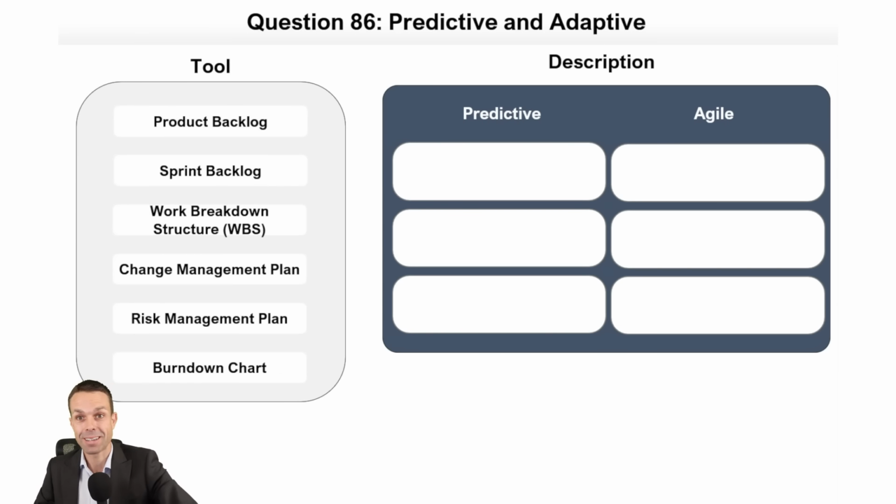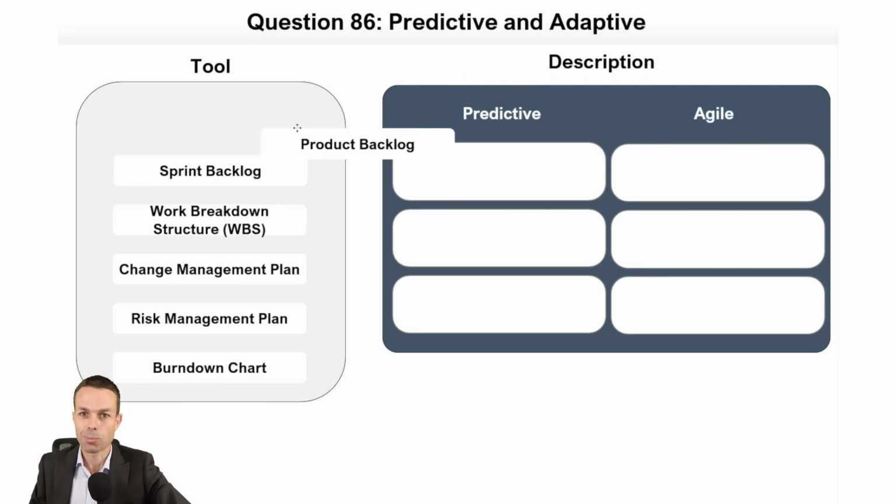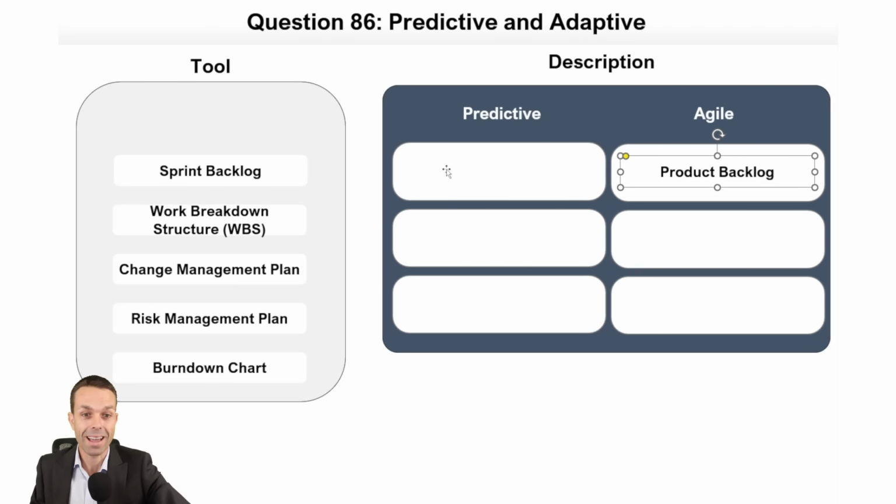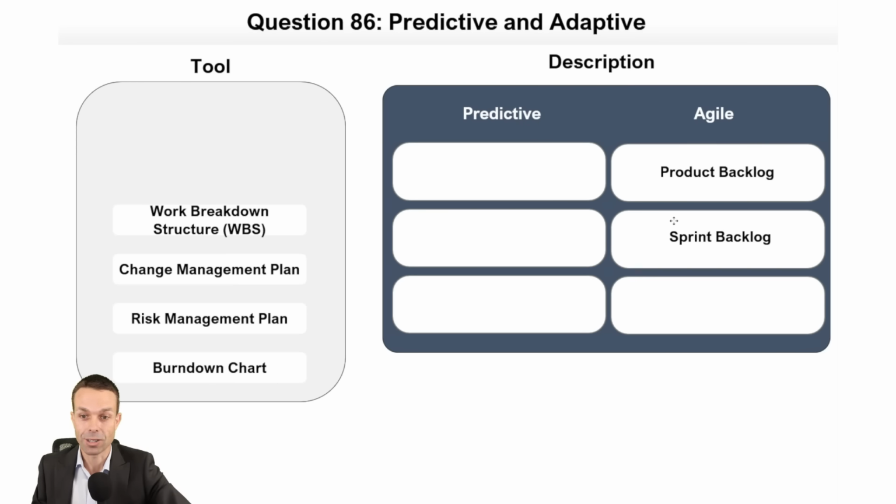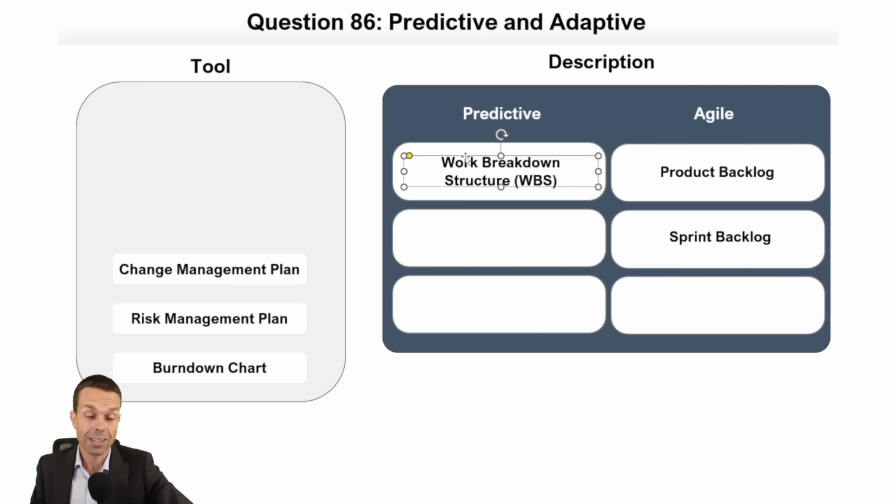More predictive and agile and adaptive. Excellent. I like these ones because they're some of my favorites. The product backlog, of course, is one of our agile ways of working. The sprint backlog is also one of our agile ways of working, where we put enough user stories for the next 2-week sprint. The work breakdown structure we'll usually use in predictive. And what's something similar in Agile? It could be user story mapping, or it could be breaking down epics into user stories.